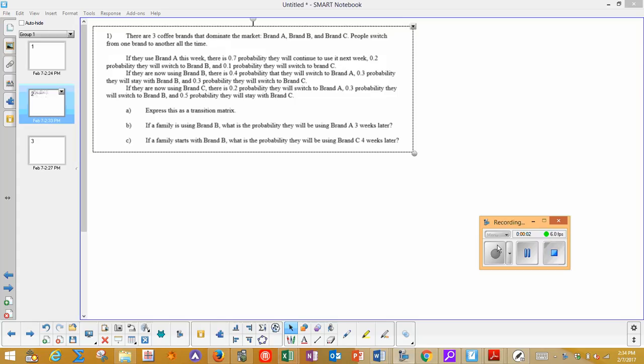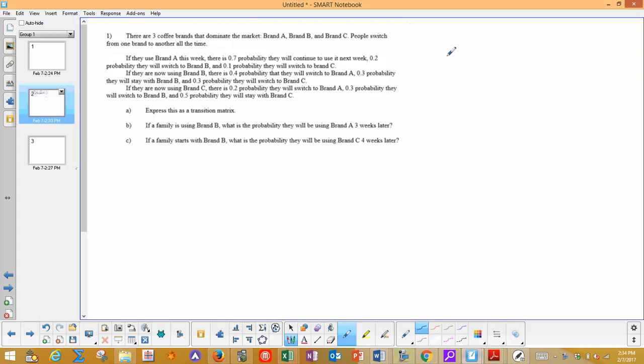Okay, so let's do problem 1. First thing to do is to identify the states. And we have 3 states here: family using brand A, brand B, or brand C. So our transition matrix is going to be a 3 by 3 matrix.